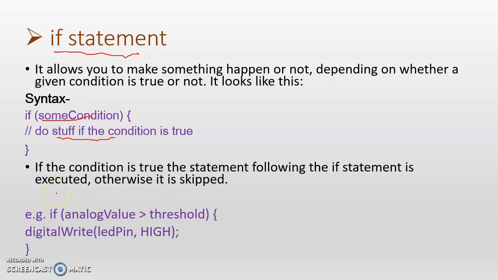A simple example I have given here: if the analog value is greater than the threshold value, where a threshold value is defined, and this condition is satisfied, then it will do digital write on the LED pin as HIGH. If an LED is connected, then the LED will glow. So if the condition is satisfied, it will perform the next task, otherwise it will be skipped. This is called the if statement.